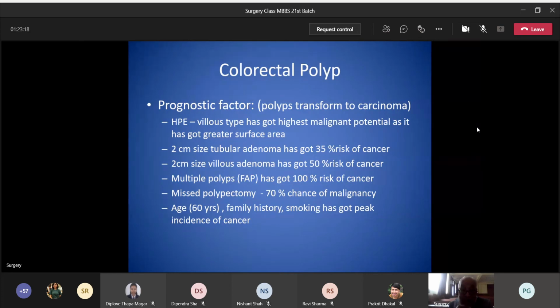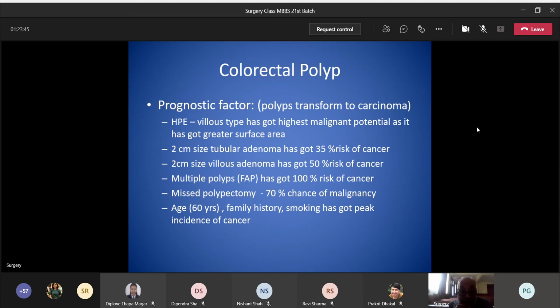Multiple polyps, FAP, familial adenomatous polyposis, has 100% risk of cancer. So this is very important. You have to find whether the polyps have a familial relation or not. If the father has familial polyps, and the son has polyps, then they have a familial relation. So in those cases, the chances of malignancy is 100%.